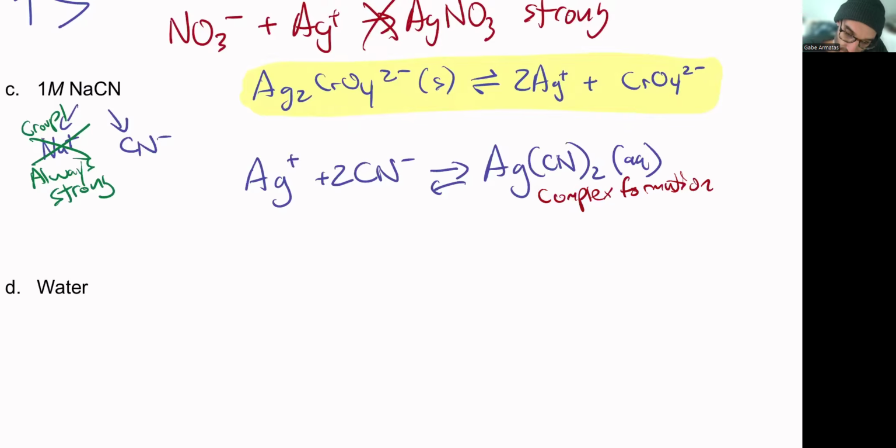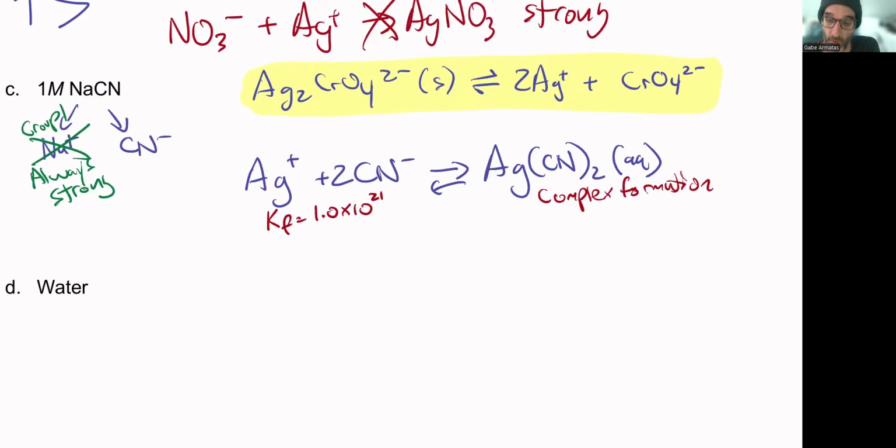Well, what's the K for this? If we look at the Kf for this, it is 1.0 times 10 to the 21st. This is massive. What this says is every single silver and two cyanides that find each other will absolutely get product. This is super heavily product favored.